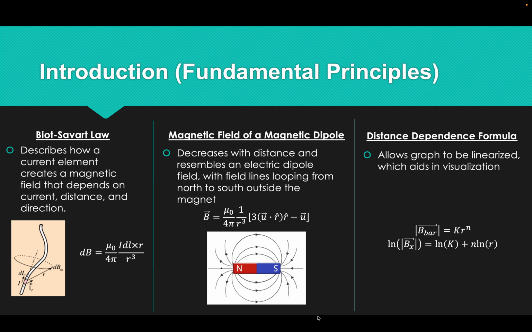We also need to know about the magnetic field of a magnetic dipole. Essentially, it decreases with distance and resembles an electric dipole field with lines looping from north to south, as you can see in the diagram there, and the equation above it describes it. We also need the distance dependence formula, which allows us to linearize our data and better understand what's going on with the graph.